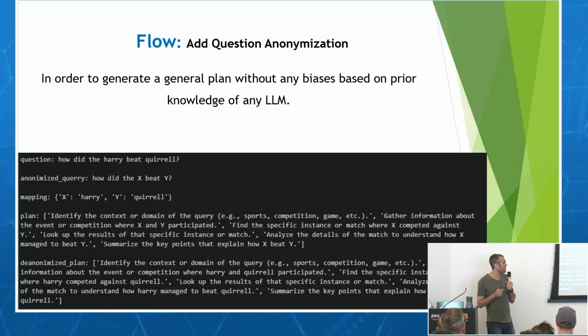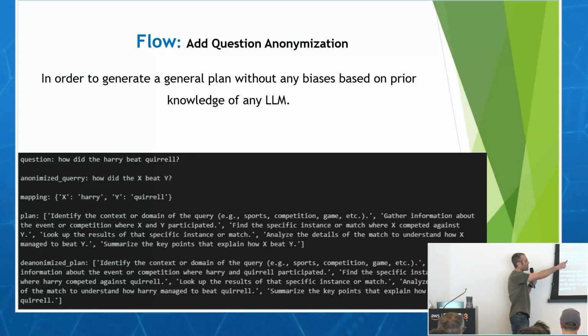So in order to tackle this, we want to swap any named entity of the question into some variable. So in this case, we're going to get the anonymized query, how did X beat Y? And by using this anonymized question, we're constructing our plan. And once we get the plan, which is very general, we then replace back our variables to get a general plan with our names.